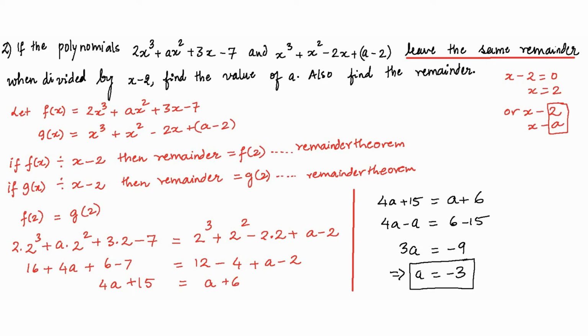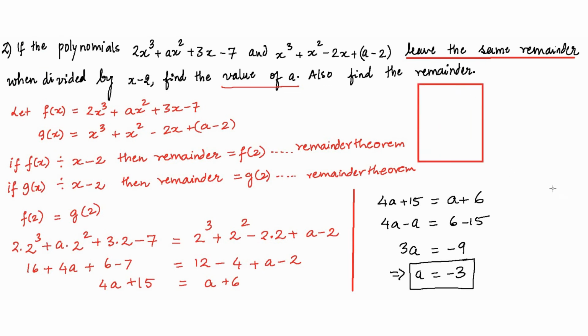Now they have asked me to find the value of a. I found the value of a as negative 3, and they're also asking me to find the remainder, right? So what I can now do is take my f of x and substitute the value of a in f of x. Let me do that right over here. Let's clear up some space.